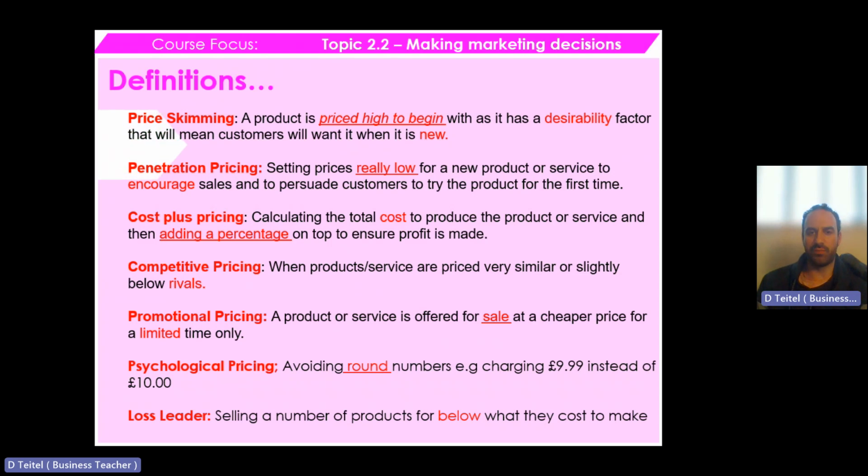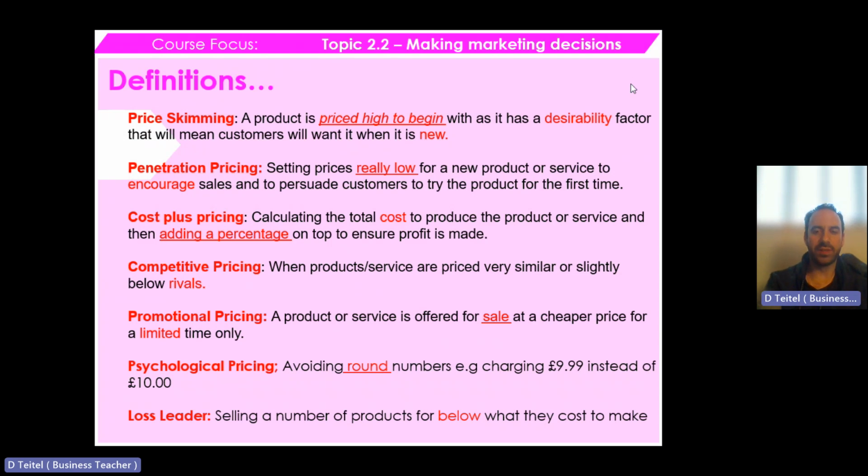Competitive pricing is when products or services are priced very similar to or slightly below rivals. Promotional pricing is when the product or service is offered for sale at a cheaper price for a limited time only. Psychological pricing is avoiding round numbers, like charging 9.99 instead of £10. And then loss leader is selling a number of products for below what they cost to make a profit on other items.